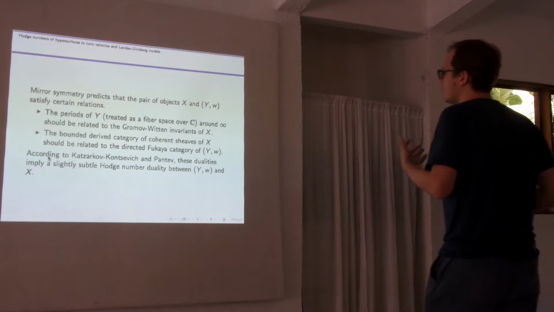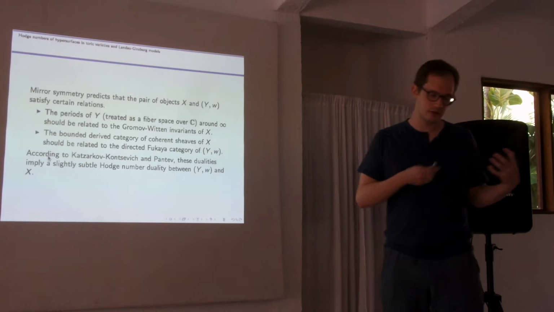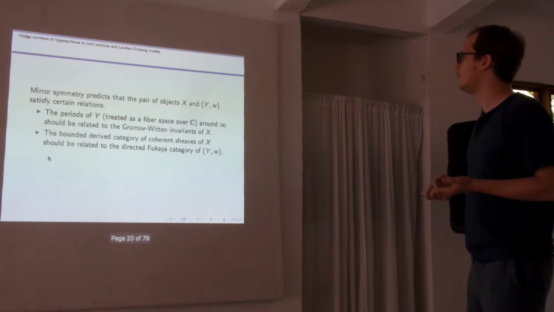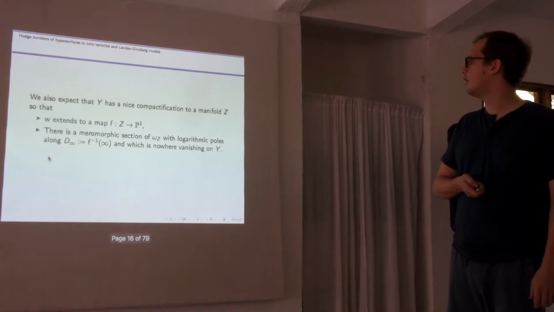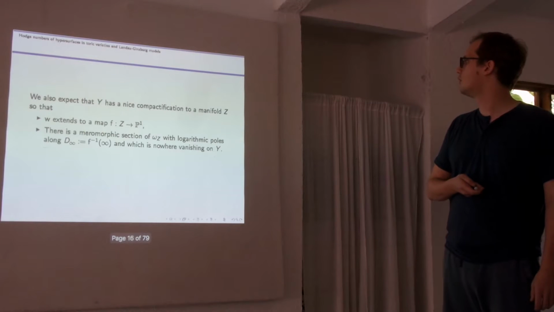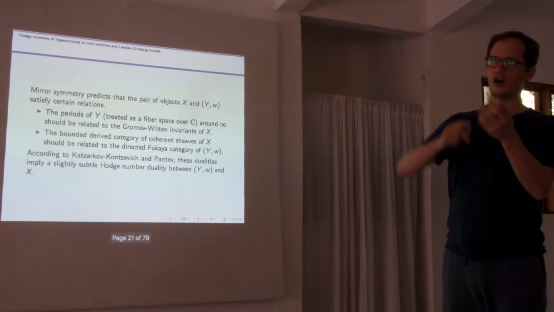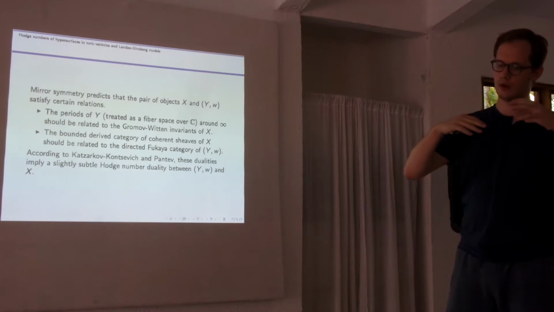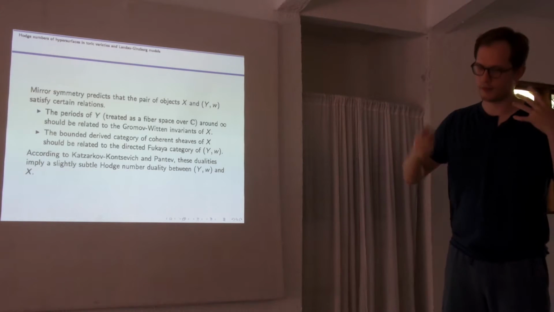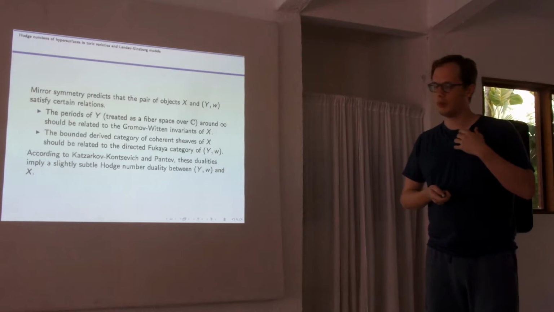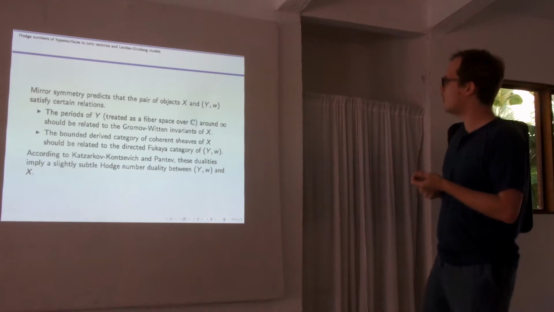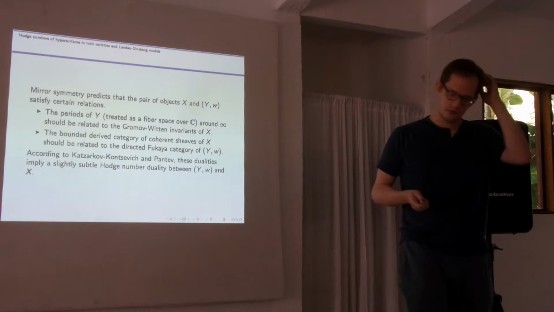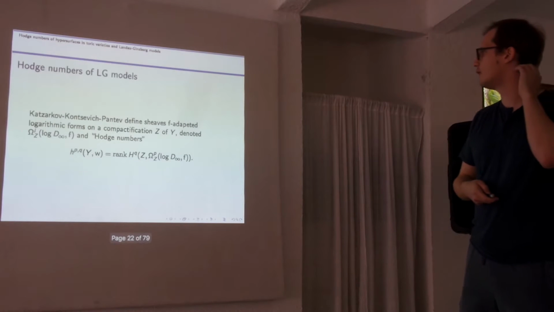According to work of Katzarkov and Przyjalkowski, what you can get out of this is a version of Hodge number mirror symmetry. So this is the last thing I wrote. Anyway, there's a relationship between the Hodge numbers of two different Calabi-Yau varieties, and there's a version of this for Fano varieties as well. But what are the Hodge numbers of a pair like this? It's not really clear.